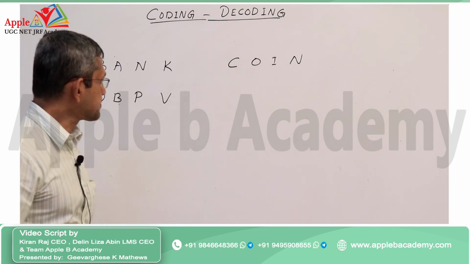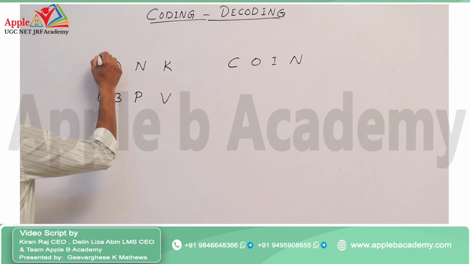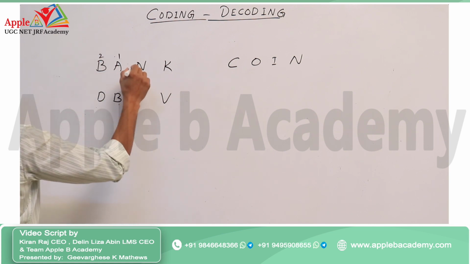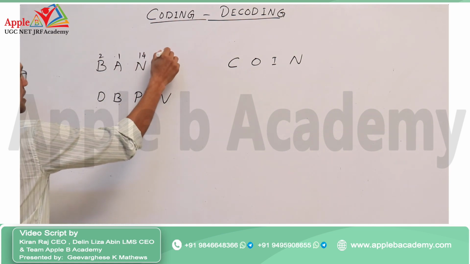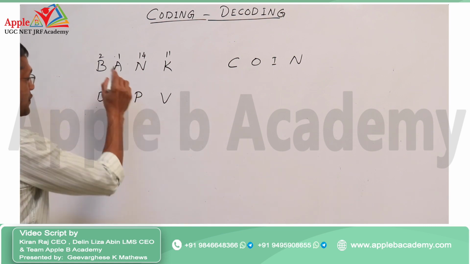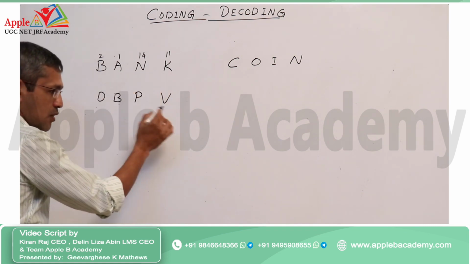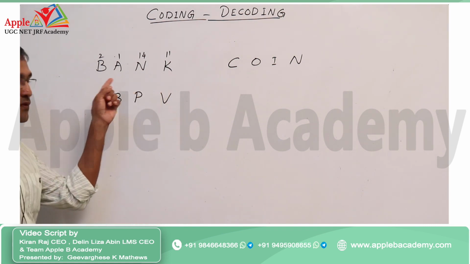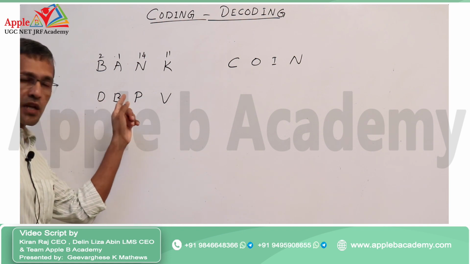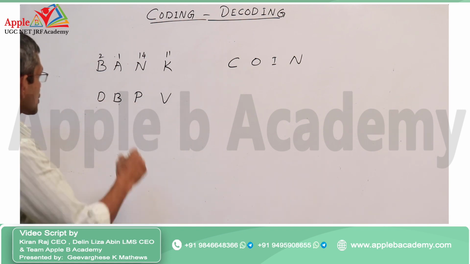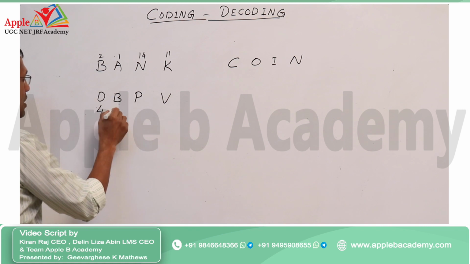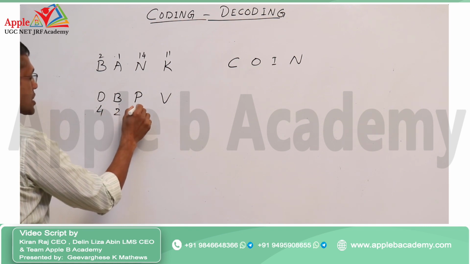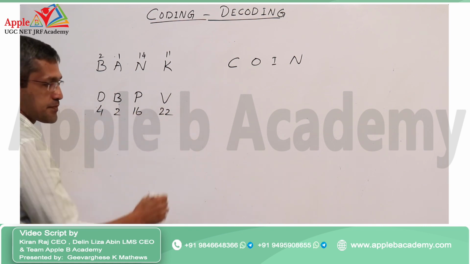Let's try this. Now what's the pattern here? 2, 1, 14, 11. Since we don't have all the letters in the code, that means the letters in the word are all those letters not in the code. It's not a rearrangement. So we go for this pattern. So 4, 2, 16 and 22.